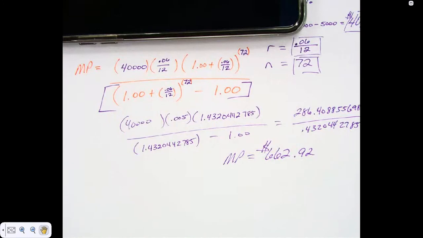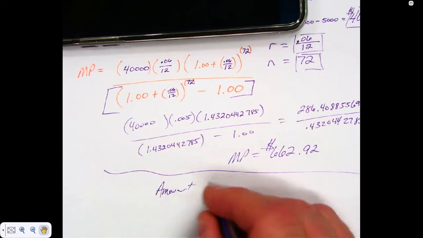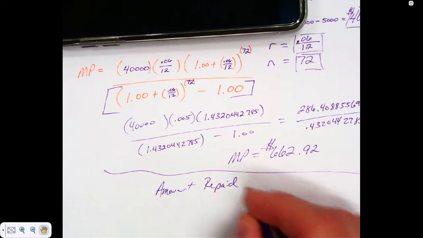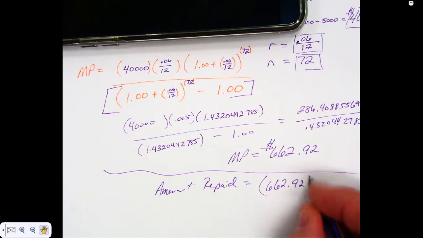Now let's do part B. It says everything else should be pretty easy. Amount repaid. Well, that's going to be 662.92 times what?